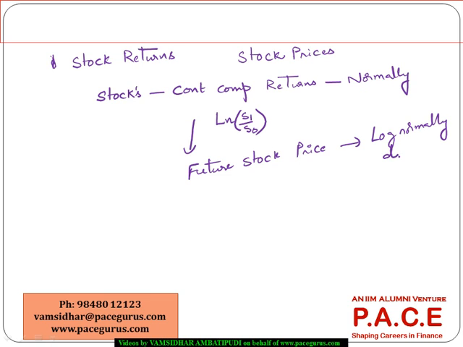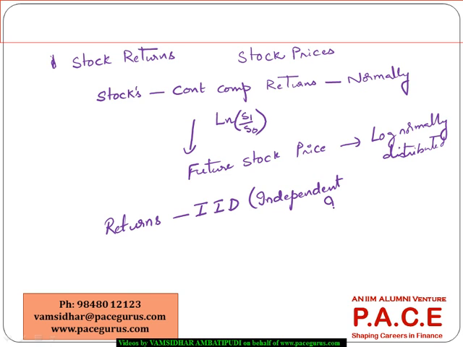So one important thing as a part of my modeling exercise: stock prices follow a log normal distribution, and the continuously compounded returns of the same follow a kind of normal distribution for us. And the majority of the time, what we assume is that the returns are independent and identically distributed variables, IIDs.